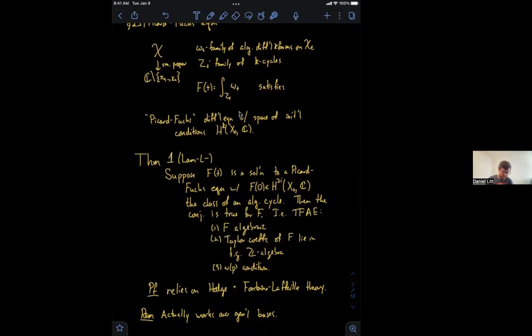Again, this is a very special case of the general conjecture. It works for arbitrary Gauss-Manin connections over arbitrary bases, as long as you're Taylor expanding around a cycle class.